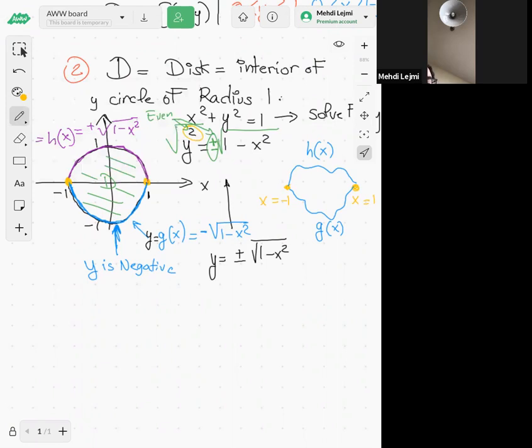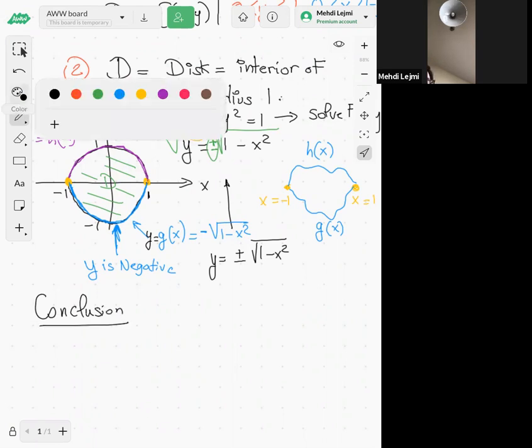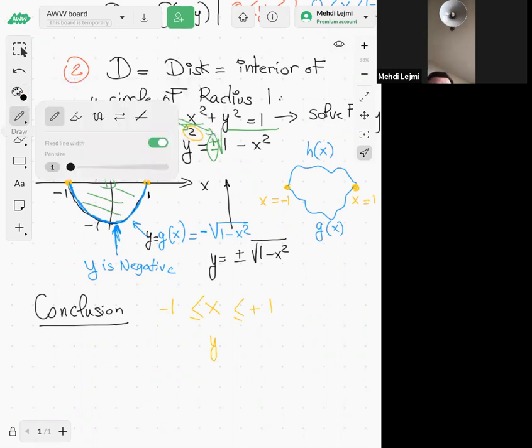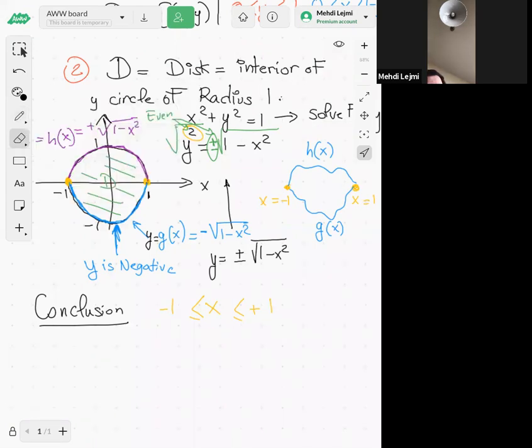So the conclusion is that my x is between -1 and +1, and my y is supposed to be between the graphs of the two functions, g of x and h of x. Here's my blue. So here's my y. In the bottom, below the x-axis, we have minus the square root of 1 minus x squared, and above the x-axis, we have plus the square root of 1 minus x squared.